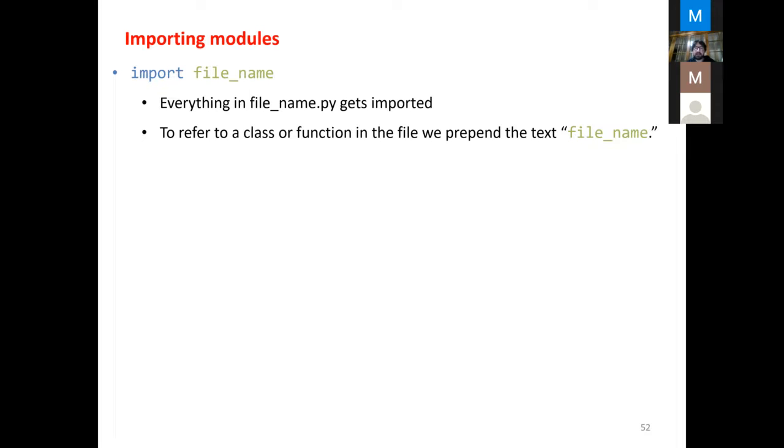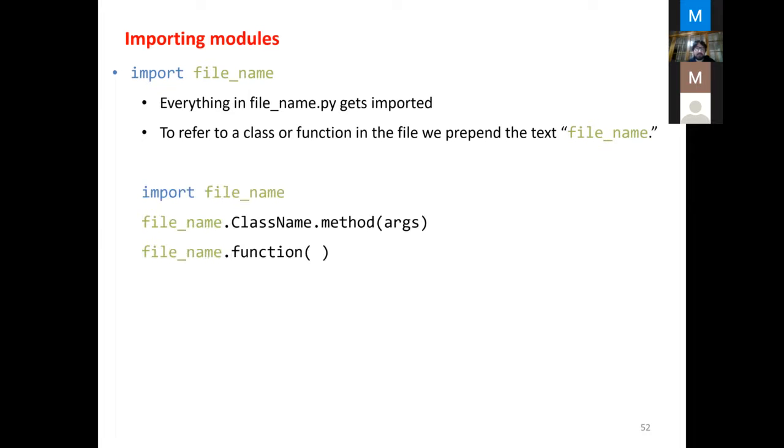We need to put file name dot before every function or class that we want to call from this file. For example, here we use import file name, and then to call a class inside of the file, we do file_name.class name, then the method, and then the arguments. If you want to use a specific function, then you need to do file name.function, and then the arguments of the function.